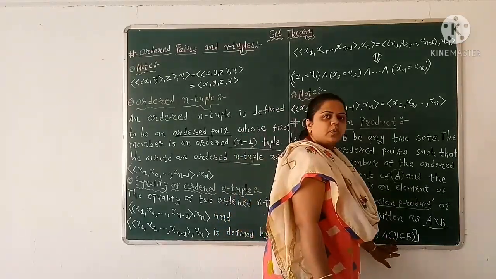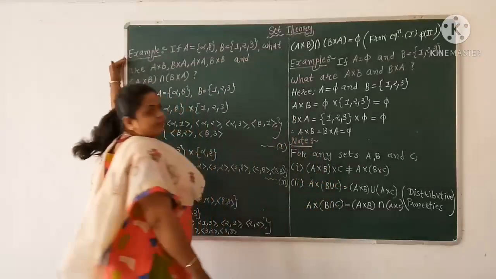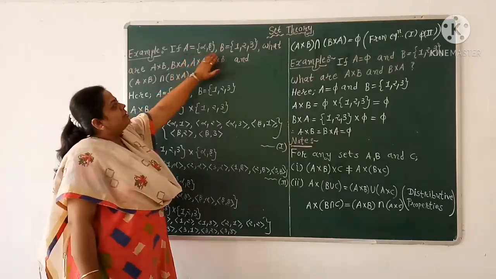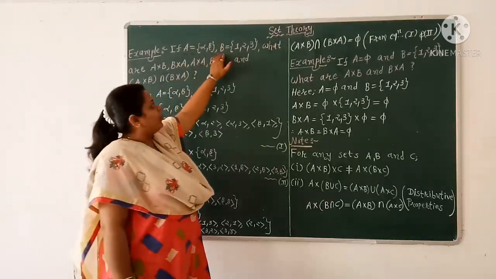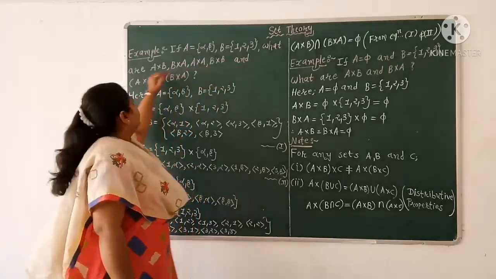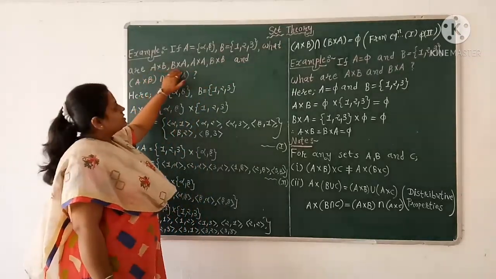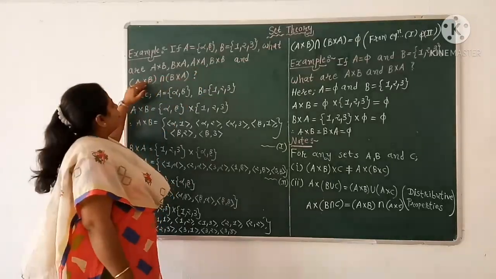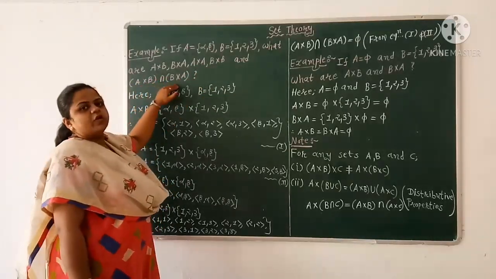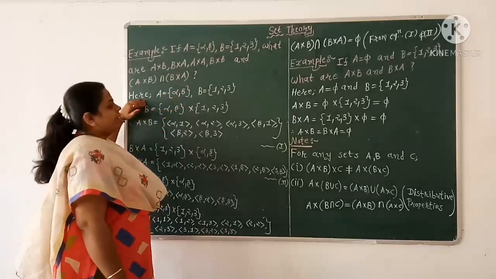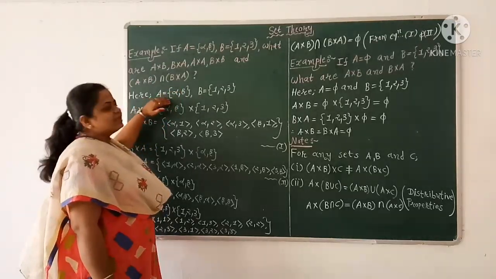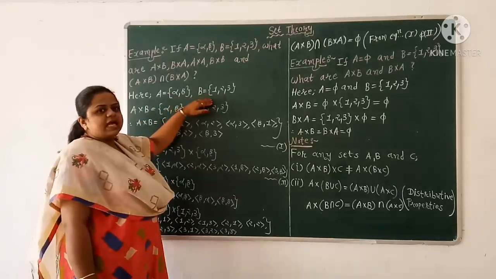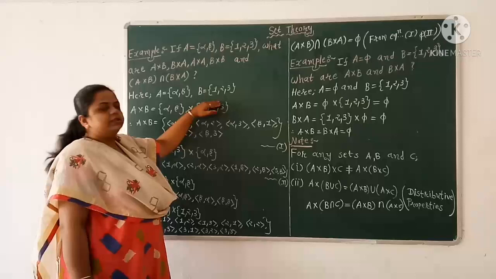y belongs to B. Now, example: if A is equal to the set {alpha, beta} and B is equal to the set {1, 2, 3}, what are A cross B, B cross A, A cross A, B cross B and A cross B intersection B cross A? Here we have A equal to {alpha, beta} and B equal to {1, 2, 3}.